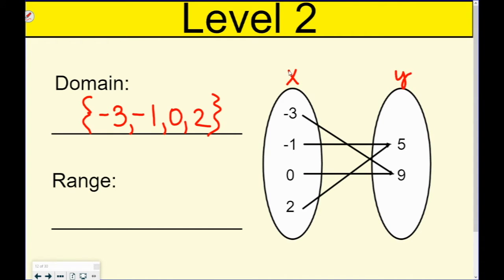My set of possible y values would be 5 and 9. And it's the only thing that I have in there.